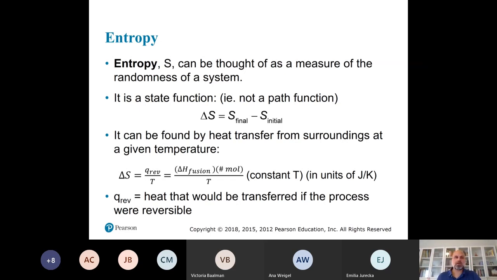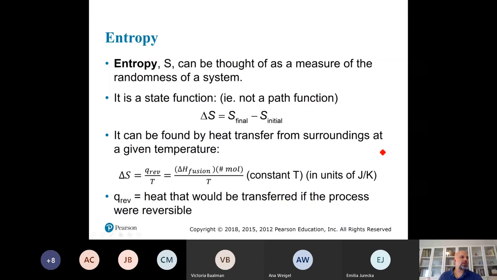All right, let's talk a little bit about entropy. Entropy has been ignored up until now. I've discussed it briefly in class in the past. Entropy, which is designated by the letter S, can be thought of as a measure of the randomness of a system. It is a state function, i.e. not a path function, right? So you're looking at the state before and after a system.